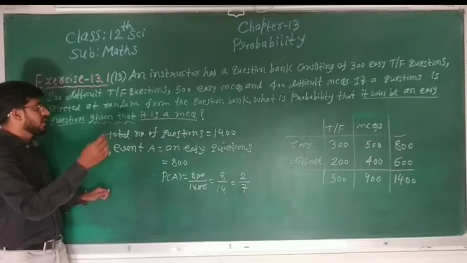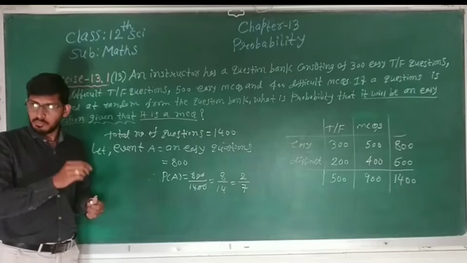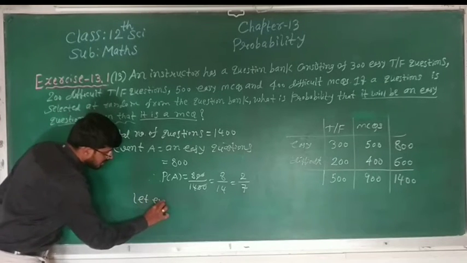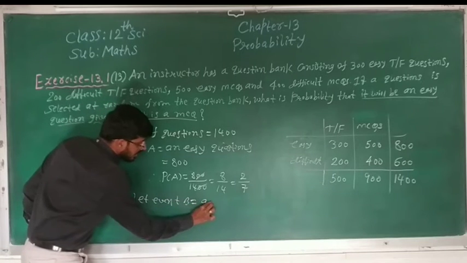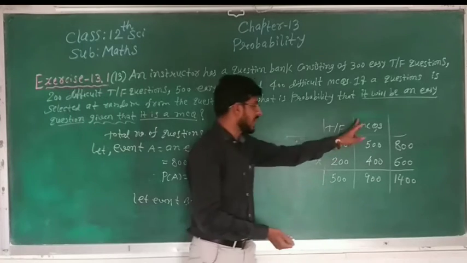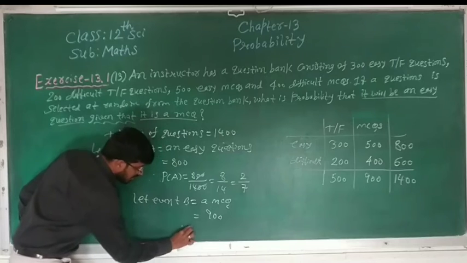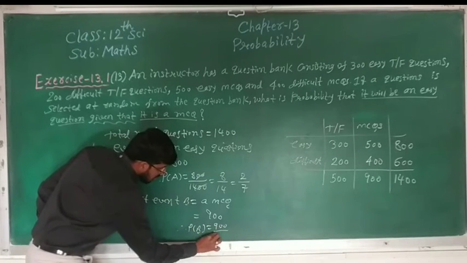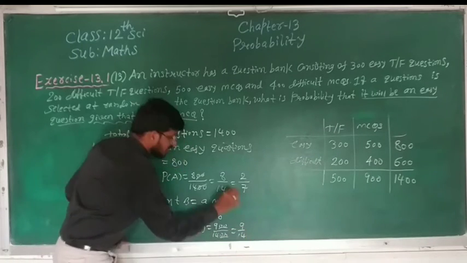Okay. Also we have to find out that it is an MCQ. So it is called P of B. So let event B be an MCQ question. So the total number of MCQ questions is 900. Therefore P of B is equal to 900 upon 1400. Again the 0 cancels out. So we get 9 by 14.